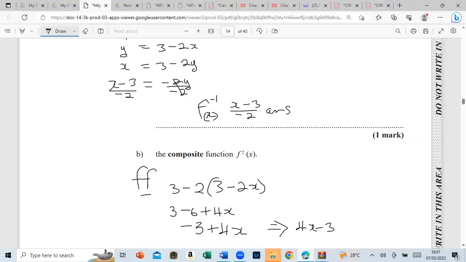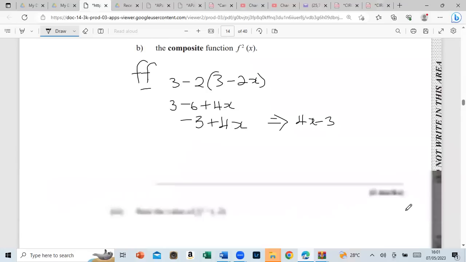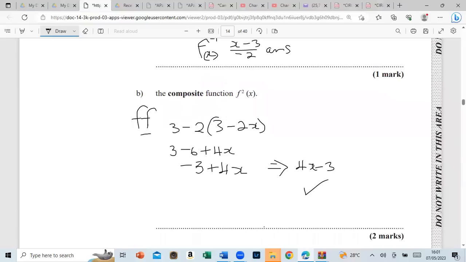Just to make it easier for us, alright? Let's see what the next part asks. It says, state the value of f times the inverse of f, and then put negative 2. So I will put f times the inverse. We already got the inverse of f, so let's go back up here and see what the inverse was. It's x minus 3 over negative 2. That's the inverse, alright?